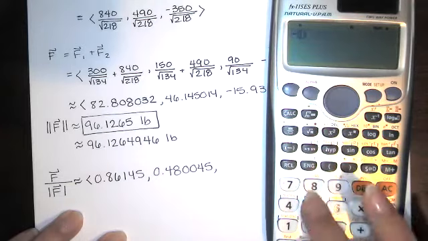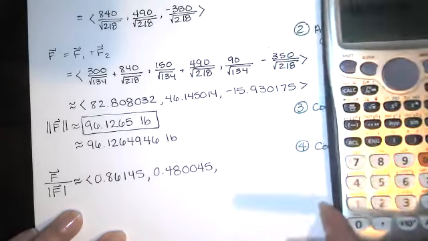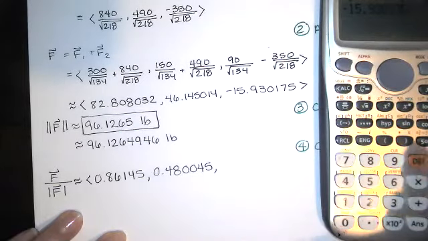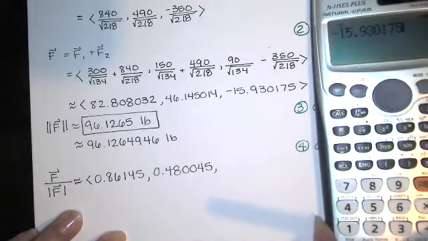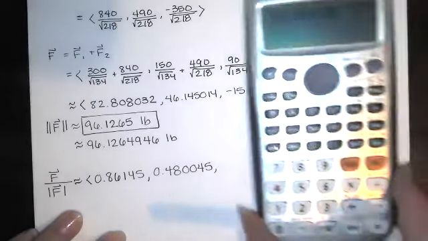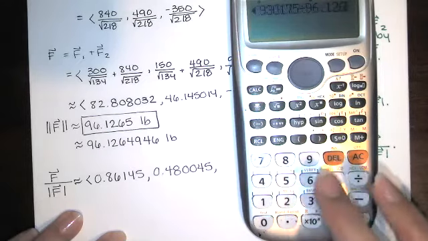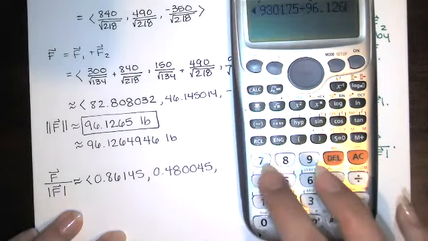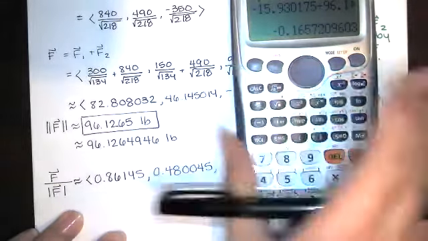Oops, I want negative 15.930175. No, 017. Yeah, 75. I typed 3, but I meant 5. So that's my z component, and I want to divide by the magnitude. And so I get that number.